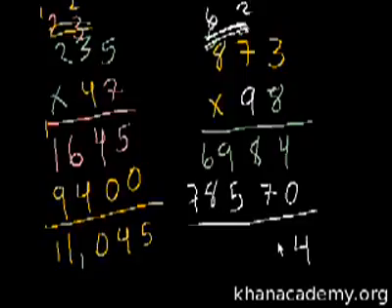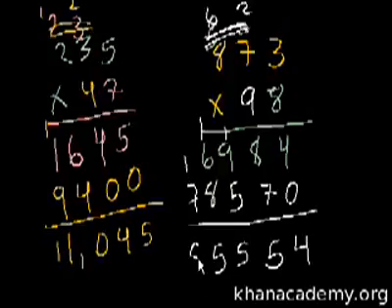4, 8 plus 7 is 15. 1 plus 9 plus 5 is 15. 1 plus 6 plus 8 is also 15. And 1 plus 7, that's 8. So the answer, hopefully, I don't have a calculator in front of me, is 85,554, assuming I didn't make any careless mistakes.